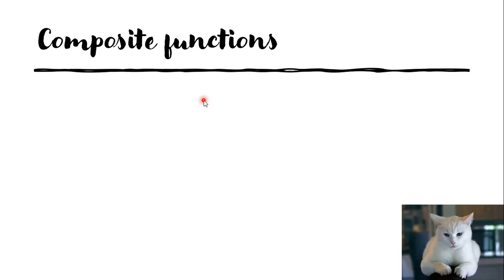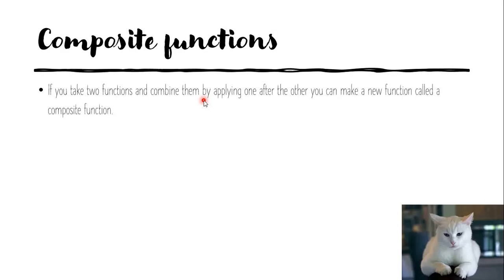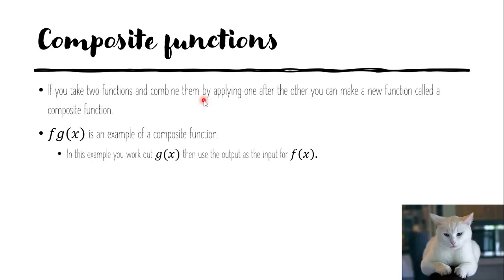Composite functions. This is when you take two functions and combine them by using one and then the other, and it allows you to make another function. The function which represents the first function being applied, then the second function being applied, is called the composite function. So f(g(x)) is an example of a composite function. In this example, you work out g(x) and you use this as the input for f(x). So you can think of it as f of big brackets g(x).